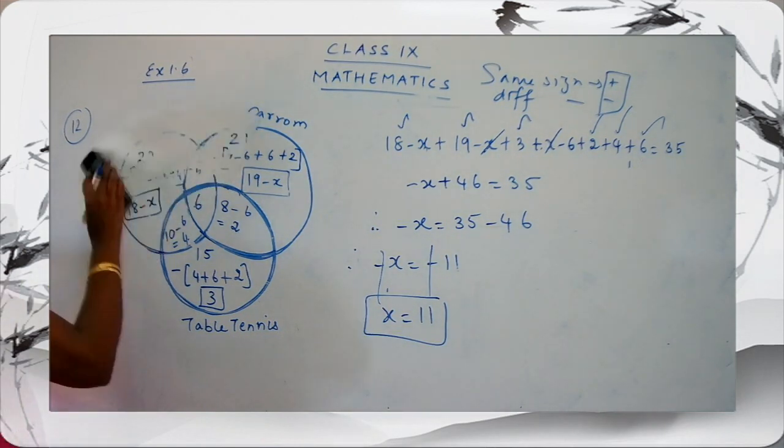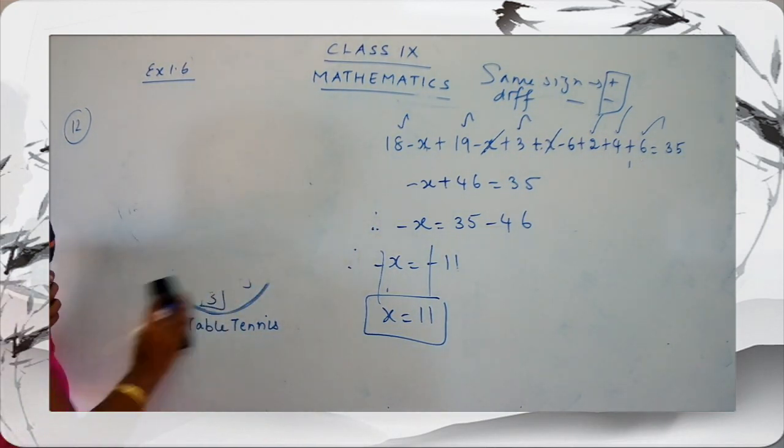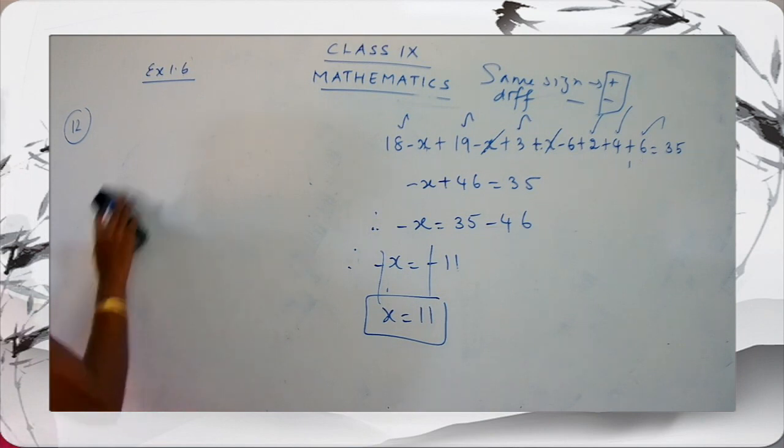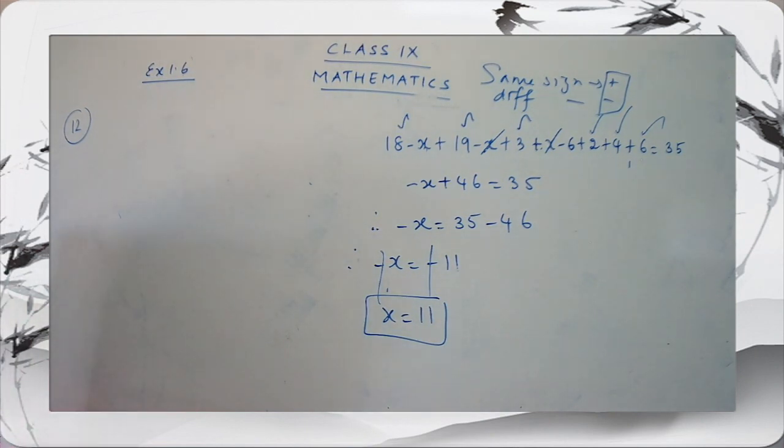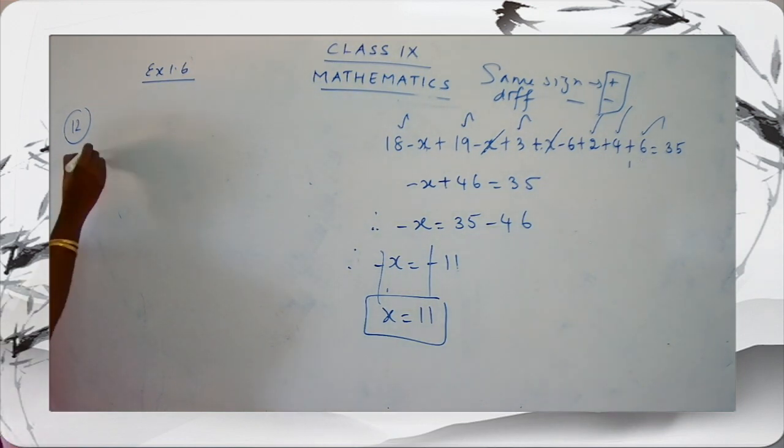I'll just rub this part. So already I got the value for x. What is the first part here? Only, that's chess and carom but not table tennis. Okay, write down here.